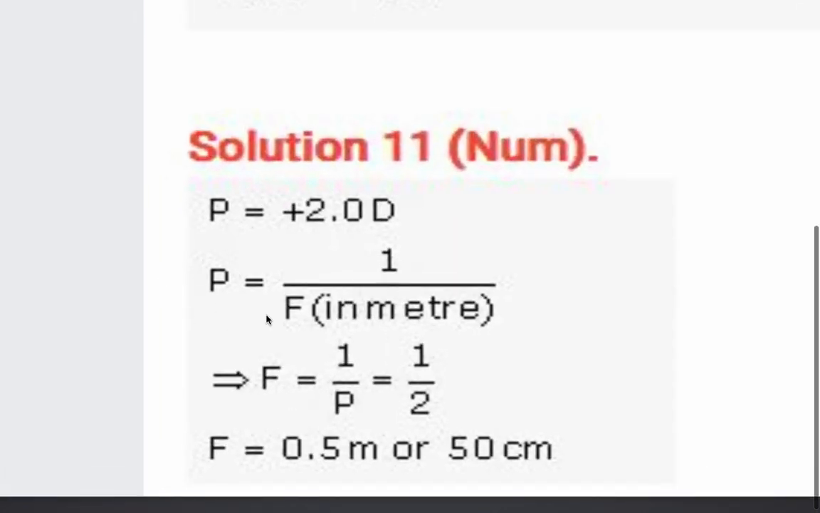And what is the formula? P equals to 1 upon F. So F equals to 1 by P. 1 upon 2 is 0.5 meter. Also, you can express it in centimeter, but standard is meter only. So you have to write it like that. Perfect. Why convex? Is it clear? Because power is positive. I've shared this also in the PDF. You can check that.